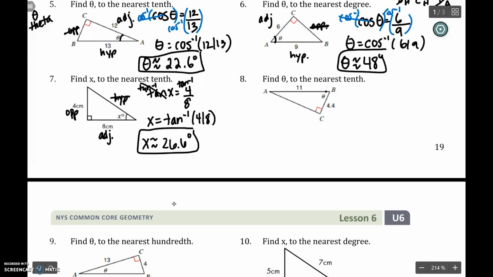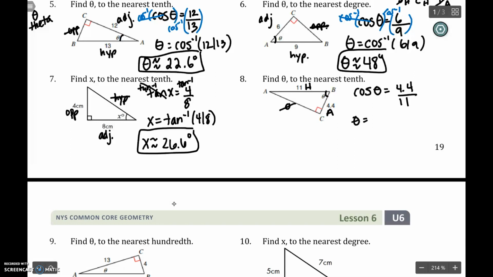Number 8, same idea. Here's the angle we're looking for, theta. The opposite is blank. The hypotenuse is 11, and the adjacent is 4.4. So since we're using adjacent and hypotenuse, that's cosine, CAH. So we're putting the adjacent over the hypotenuse.